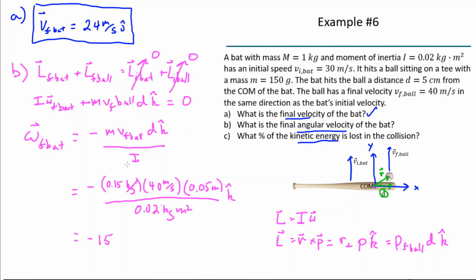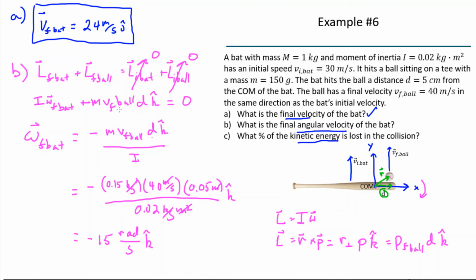My units here, well, kilograms cancel, meters squared cancel. I just get 1 over seconds, which I can write as radians per second, k-hat. This angular velocity in the negative k-hat direction means the bat rotates clockwise like that, which makes sense. If you hit the ball to the right of the center of mass, the bat's going to spin clockwise after you hit the ball.